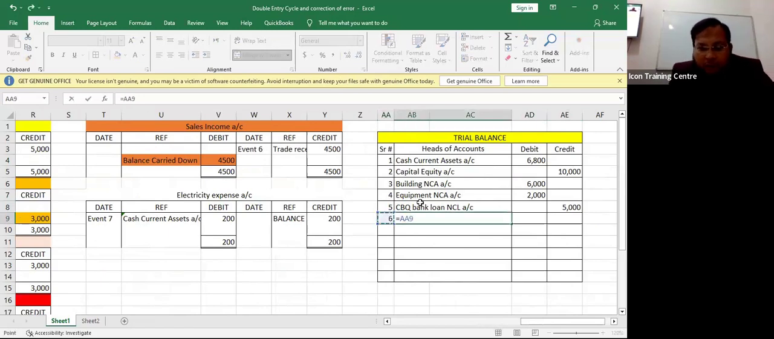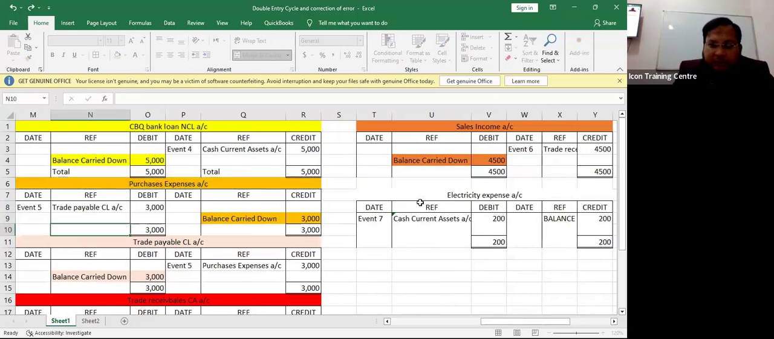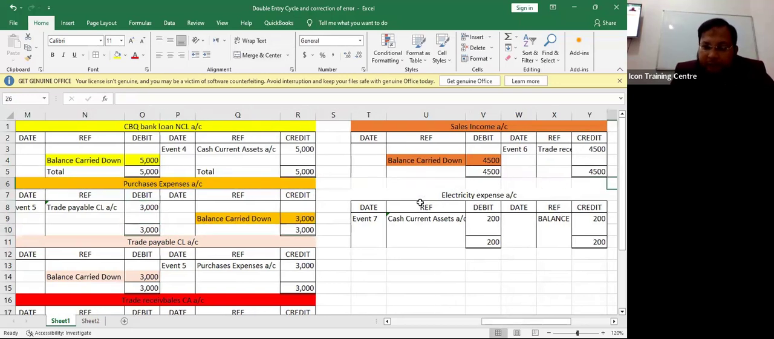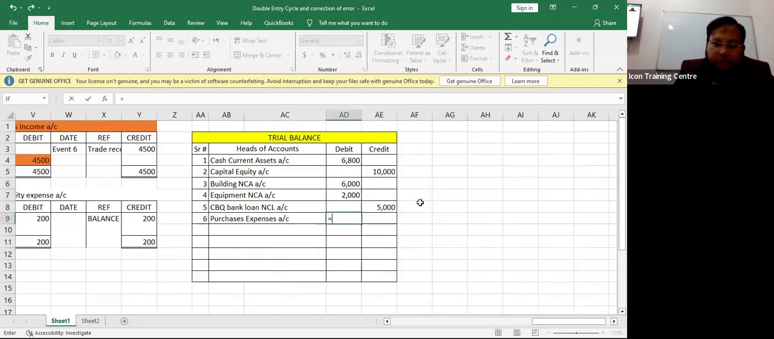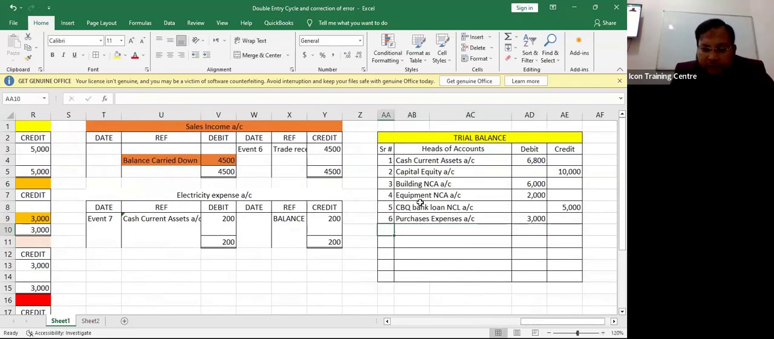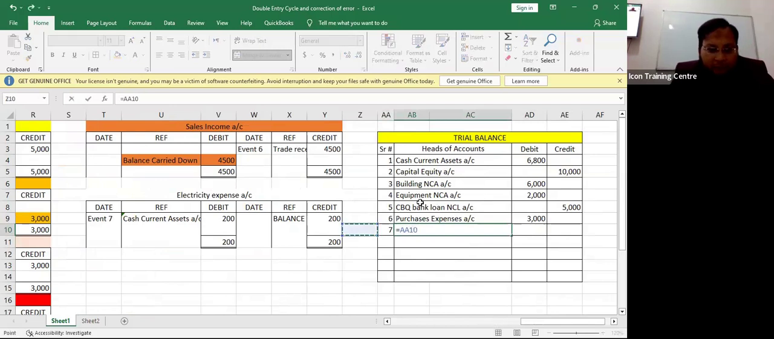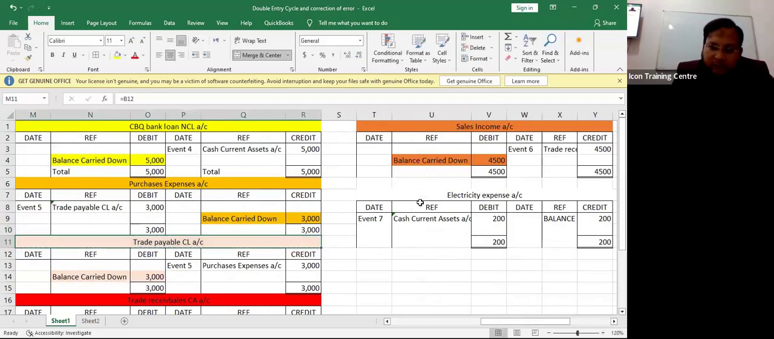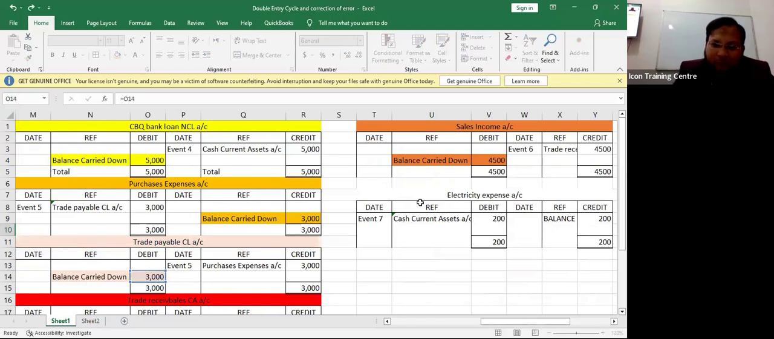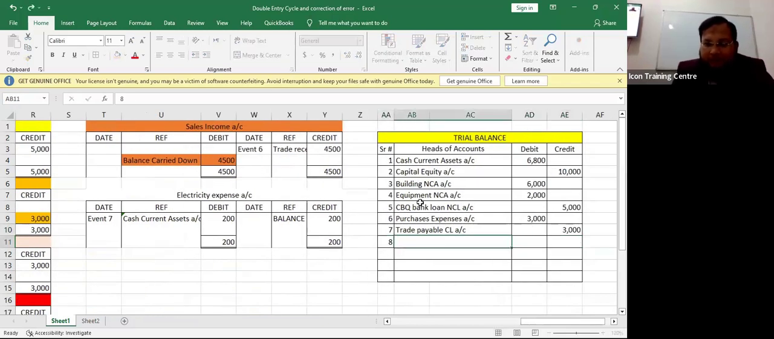Number six, which account we have? Purchases expense, and the balance is debit or credit? Debit 3,000. Great. So is equal to 3,000. Number seven. Now, which account we have? Trade payables, current liability. Balance is credit. Yeah, I know it happens. When you are learning, the first, second time, it happens. No problem. It's natural.